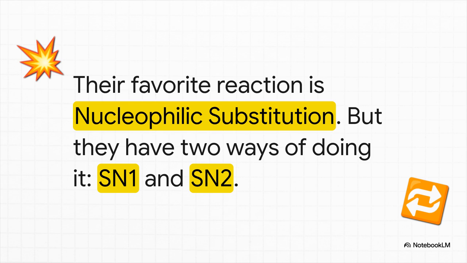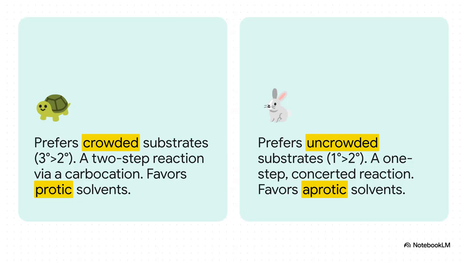Here's the twist. There isn't just one way to do it. The haloalkane actually has two different paths it can take, SN1 or SN2. So what's the deal with these two paths? Well, SN1 is like a two-step dance. It's a bit slower. First, the halogen leaves, forming a carbocation intermediate, and then the new group comes in. This works best on crowded, tertiary carbons because those carbocations are more stable, and it loves polar protic solvents.